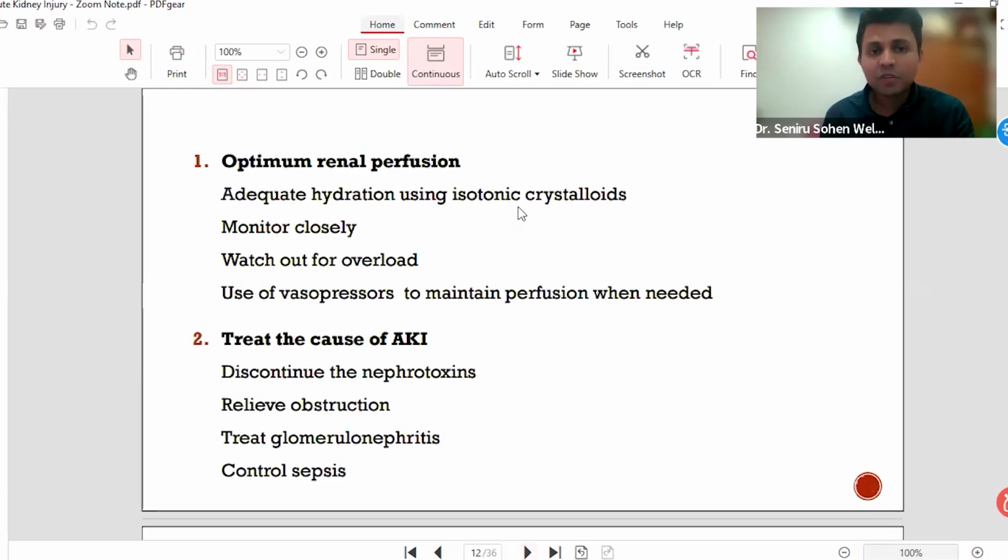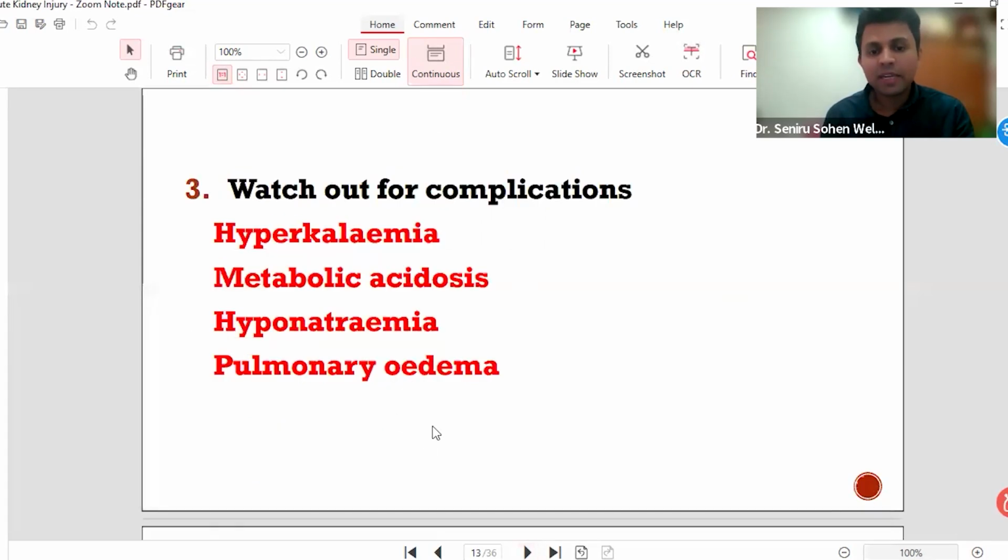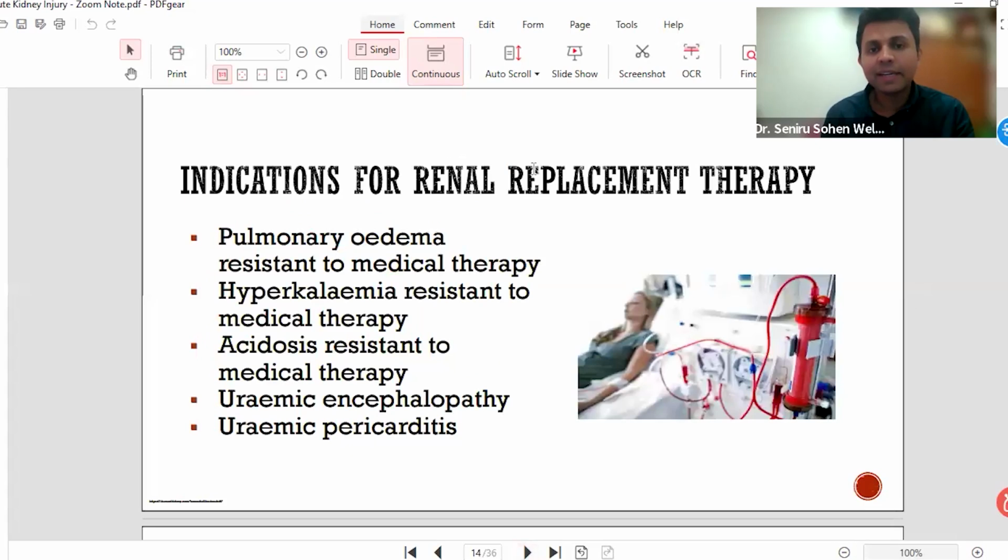For optimal renal perfusion, you may need hydration. If the patient is significantly volume depleted, bolus doses. If it is relatively volume depleted, maintenance fluid. But if the patient is fluid overloaded, no fluids, but patient would need diuretics. If the blood pressure is low, you would need vasopressors, and you have to identify and treat the cause. Then watching out for the complications, and finally the indications for renal replacement therapy.